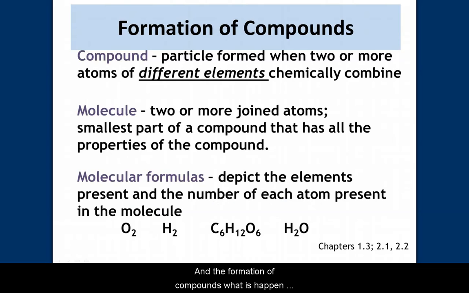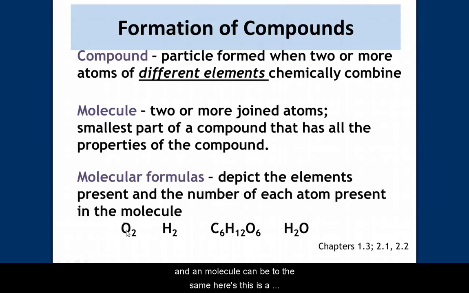And the formation of compounds happens when a particle forms when two or more atoms of different elements chemically combine. It has to do with those outer electrons in the outermost shell of that atom. A molecule is two or more joined atoms. Now look at this. It says two or more joined atoms. It does not say from different elements. So a compound has to have two different elements, and a molecule can be two of the same.